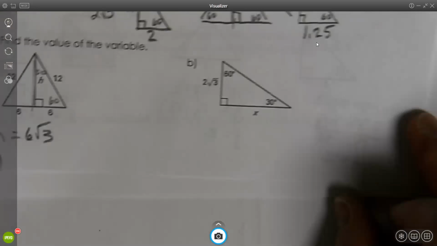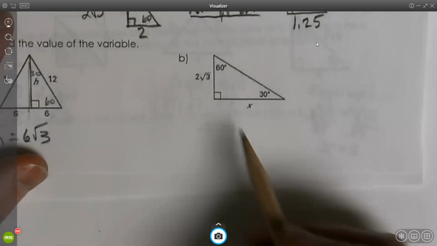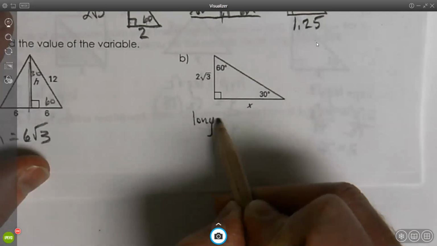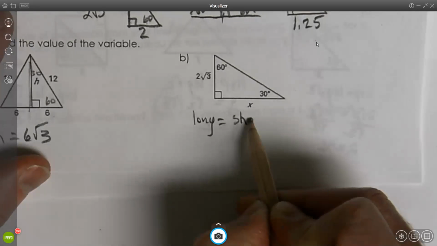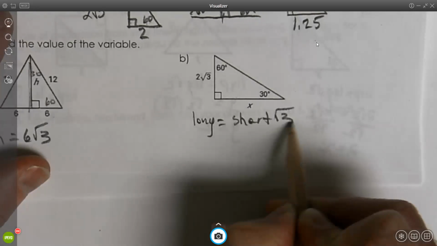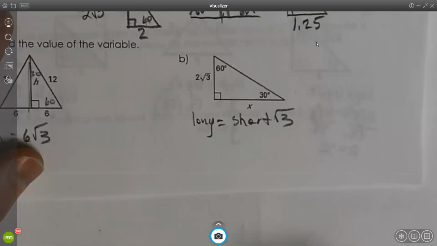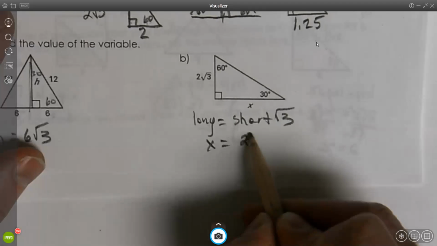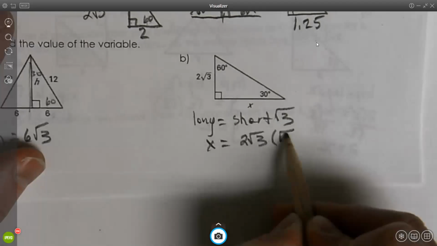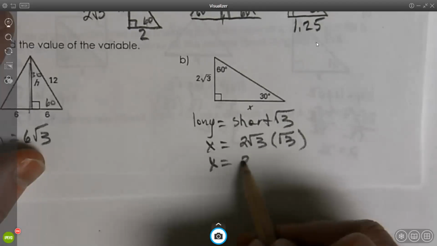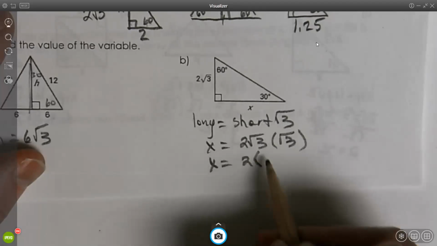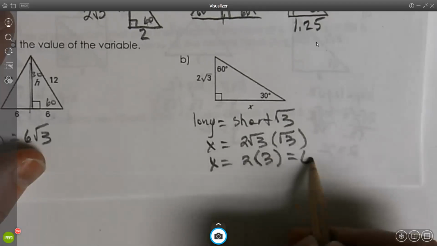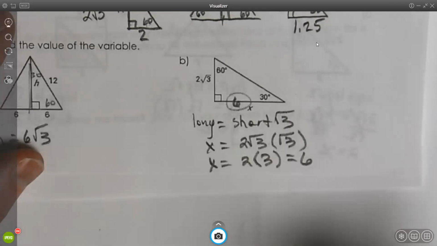Here, we could say that the long leg equals the short leg times root 3. It's good to show some work. So the long leg is x. The short leg is 2 root 3 times root 3. That's going to be 2 times 3. So the long leg is going to be 6.